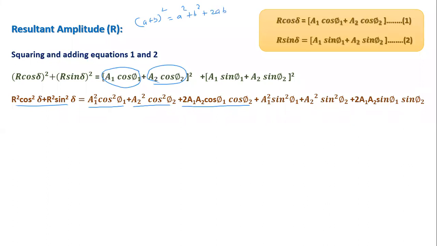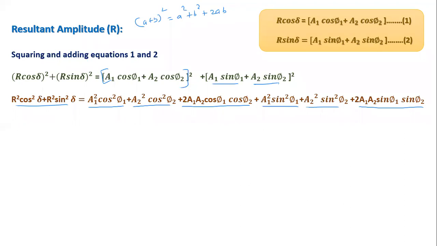By using that, we expand this first bracket. Now the second bracket, again by using the same thing. So here we get a1 square sin square phi 1, the first term square, plus the second term square, a2 square sin square phi 2. Then twice a1 a2 sin phi 1 sin phi 2 we get here.